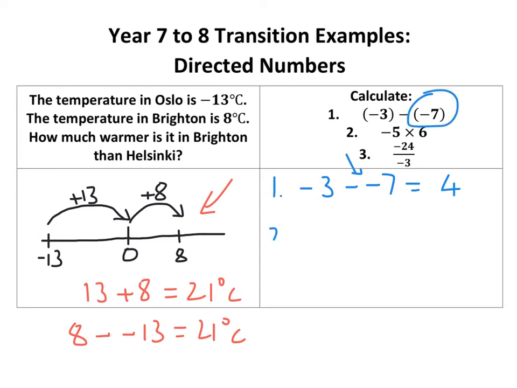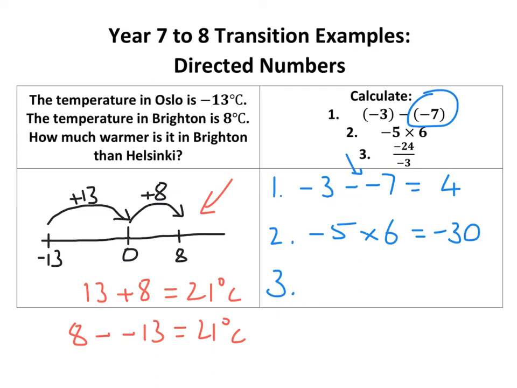So there you go. Now the second one, negative 5 times 6. If you think about it, we know the 5 times table. That's 5, 10, 15, 20, 25, 30. So the negative 5 times table, sorry, is minus 5, minus 10, minus 15, etc. So all you're doing there, what are 6 negative 5s? Negative 30. There you go.